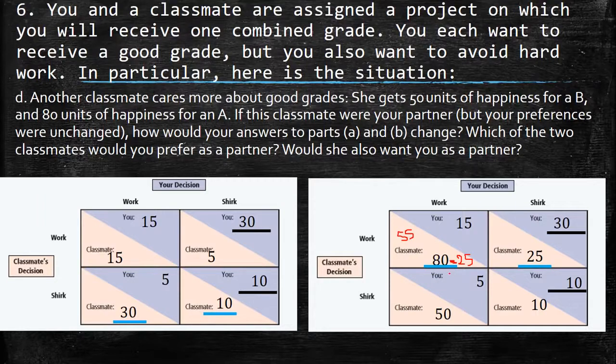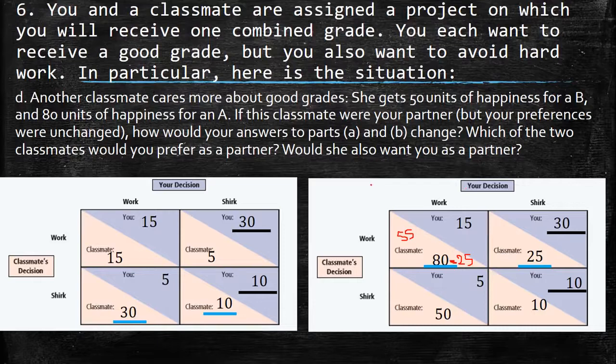Okay, so at that time you will realize that it's still a dominant strategy for the classmate's decision, but instead of shirking like the previous classmate, this person will work every time. So then the equilibrium should be work for the classmate's decision and shirk for your decision.